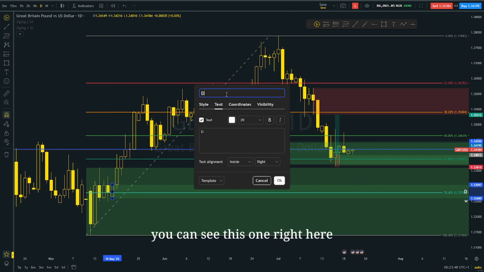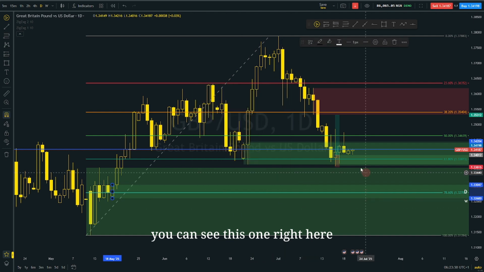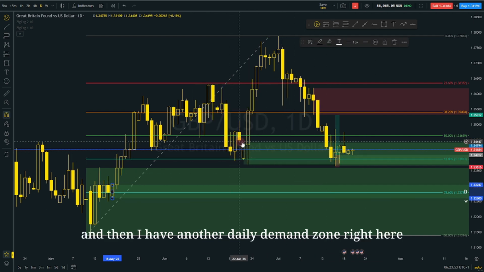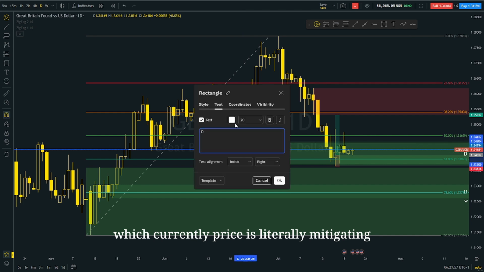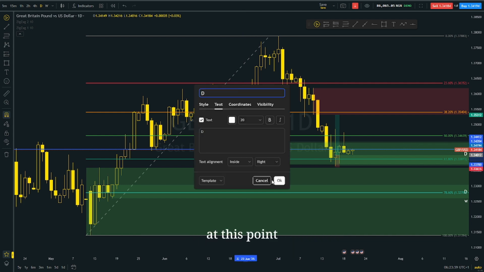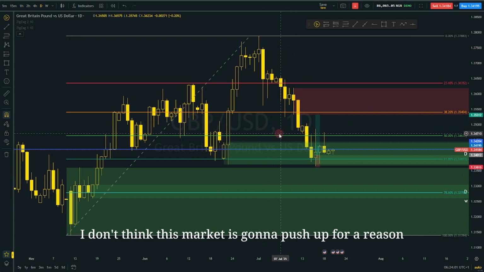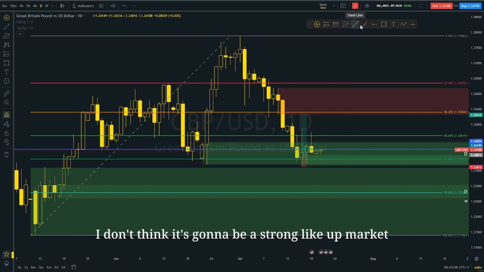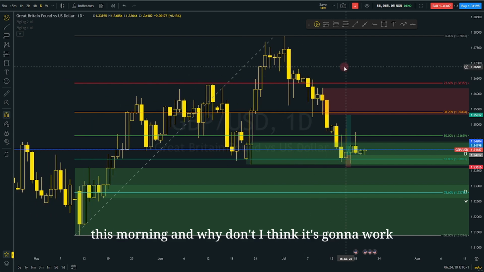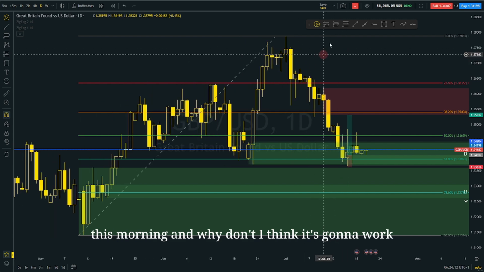You can see this one right here, and then I have another daily demand zone right here, which price is literally mitigating at this point. I don't think this market is going to push up, for a reason. I don't think it's going to be a strong up market. I don't want to go down into fundamental analysis this morning. And why don't I think it's going to work?